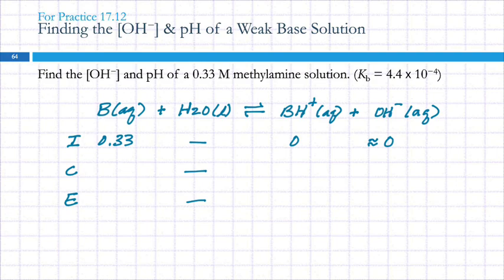So we're going to use x to indicate the amount of change. We don't have any coefficients other than 1s here, so it's just going to be minus x's and plus x's. So this one will decrease in concentration by an amount x. So this will change by minus x. This one will change by plus x. And this one will change by plus x. So at equilibrium, we're going to have 0.33 minus x and x and x.